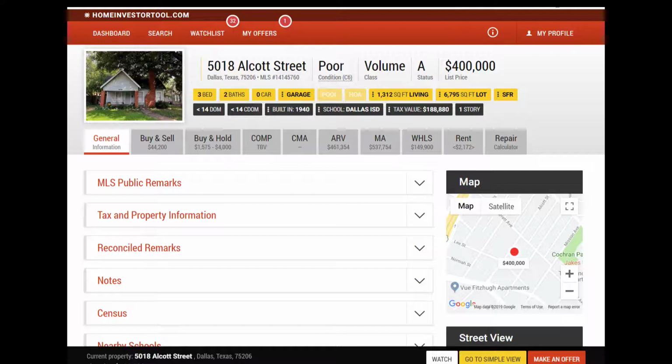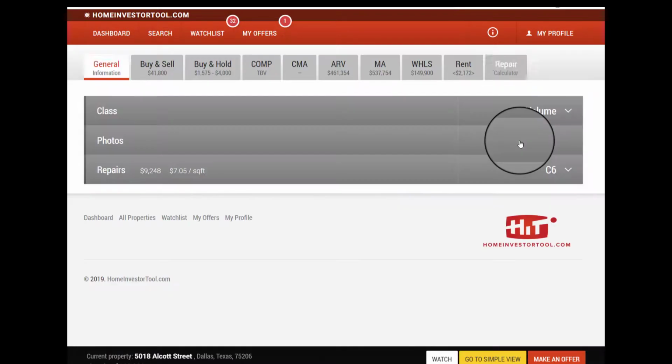The mission of this product is for the user to be able to have all of the information they need in order to make a decision on whether or not to proceed forward with the property, to bid it, in a word. Okay, this is just a property I picked out and pulled off MLS for the purposes of this example. On our general tab, we have a repair calculator.